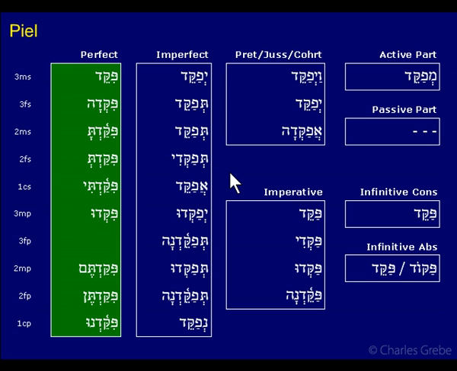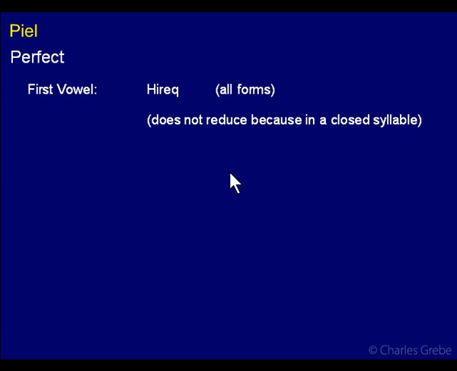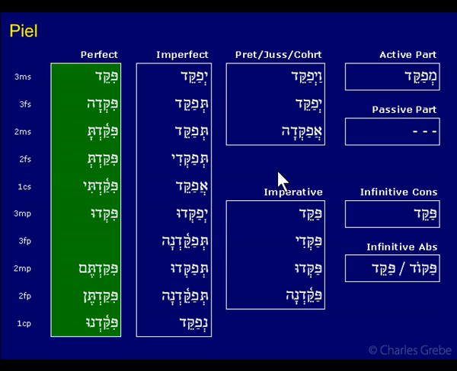Okay, let's look at the perfect. What did I want to say about that? The first vowel is a hiriq in all forms. Okay, so the first vowel here is a hiriq all the way down. You see that? Now, as you're going through these different modules covering these different binyanim, I would suggest you look at page 544 in your textbook, which is the strong verb paradigm. What I've done actually is photocopy it.